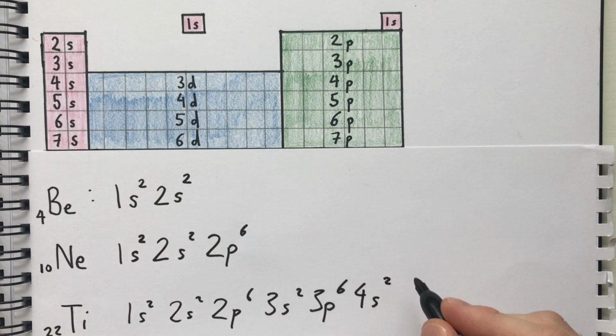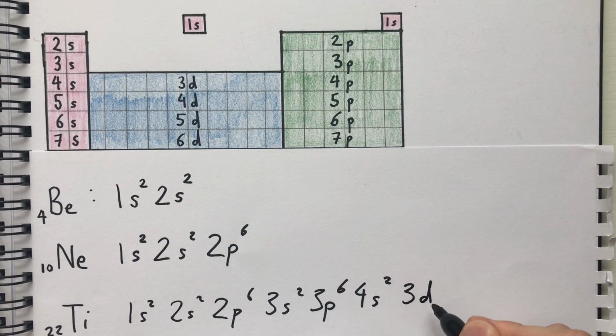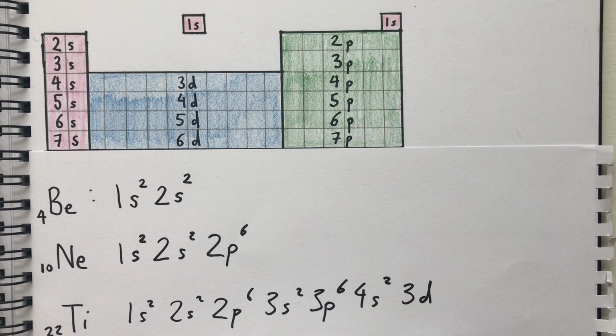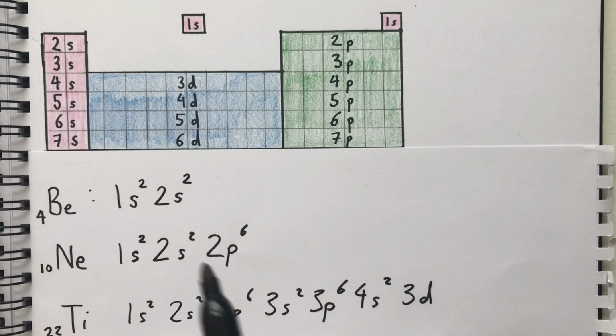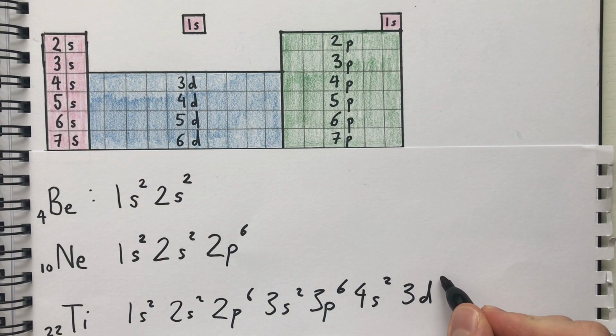I now progress to the 3d subshell, where titanium is to be found. And I know that it's the second one there. So I'm going to fill it up with only 2. So it's not full. It's got only 2 electrons in that subshell. And if you counted all these little numbers at the top, it would equal 22.